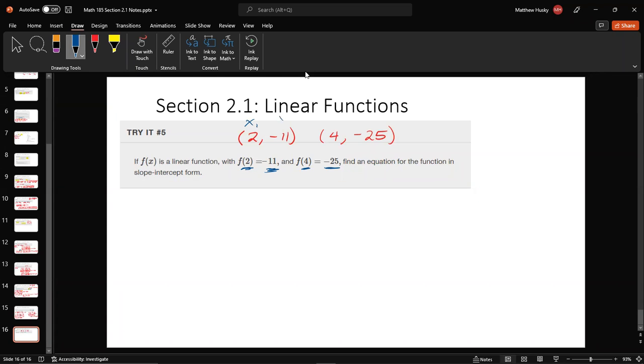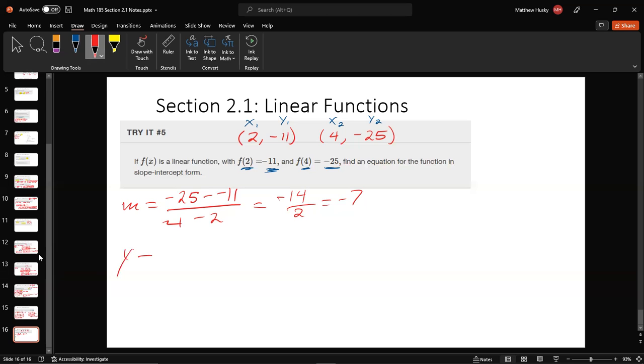So we've got x1, y1, x2, y2. The slope is negative 25 minus negative 11 over 4 minus 2. Negative 25 plus 11, which is what that's the same as, that is negative 14. 4 minus 2 is 2. And if you divide, you get negative 7. Then we say y minus the y value, negative 11, equals the slope, negative 7, times x minus 2, the x value from point number 1.